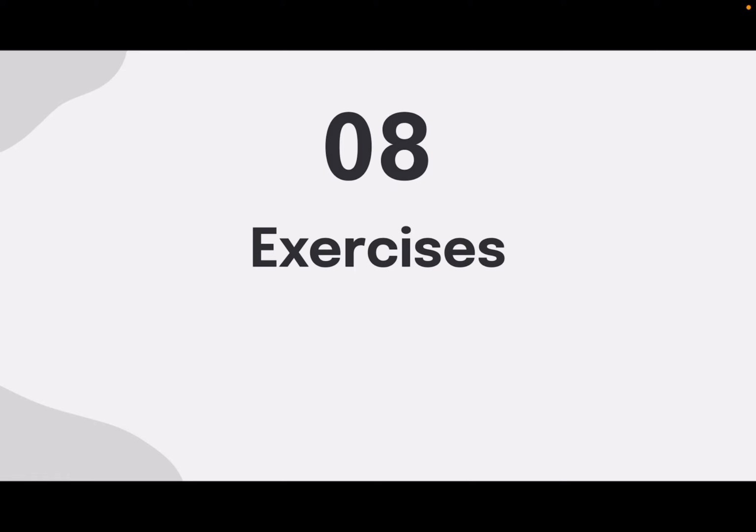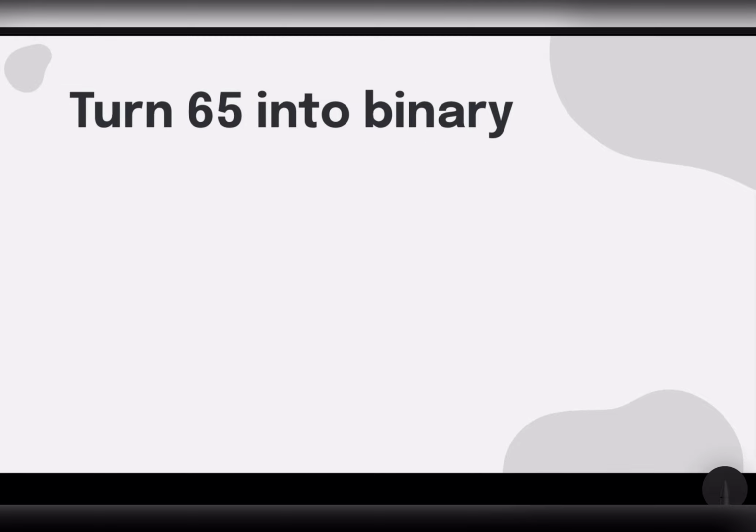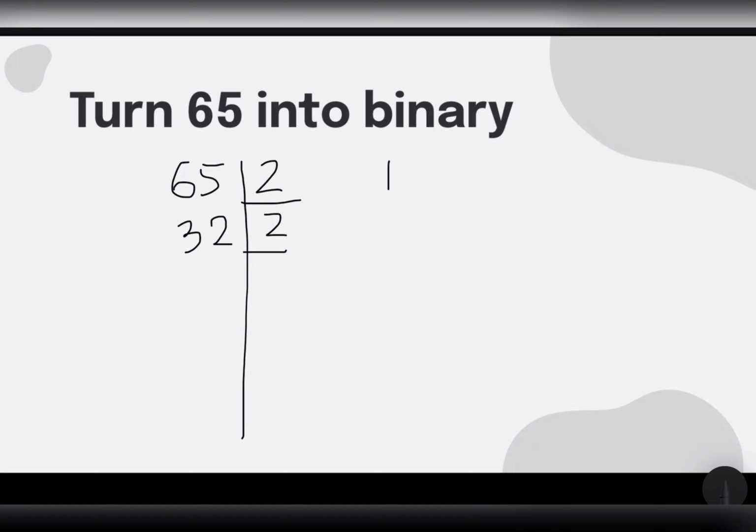Exercises. In order to make you familiarize more with these concepts, we'll do some exercises. Turn 65 into binary. If you want to do it yourself, pause now. So in order to turn 65 into binary, you first write down the number and you start dividing by 2 until the remainder is 0. For example, here we divide 65 by 2 and it's equal to 32 with a remainder of 1. And you keep dividing this until the remainder is 0.